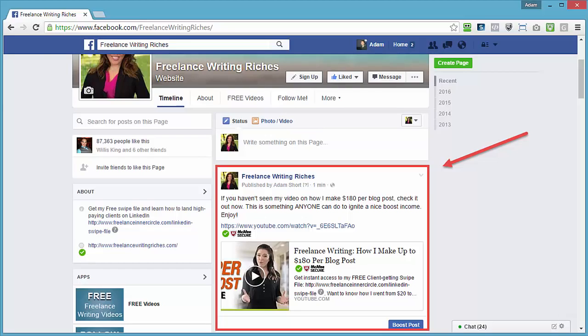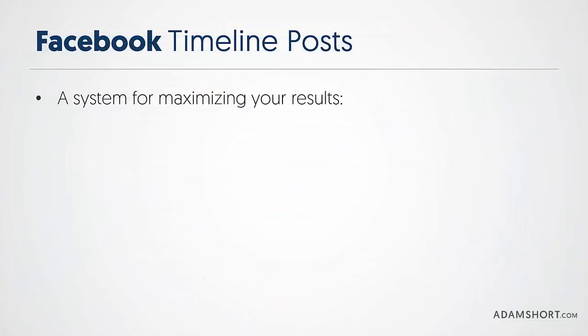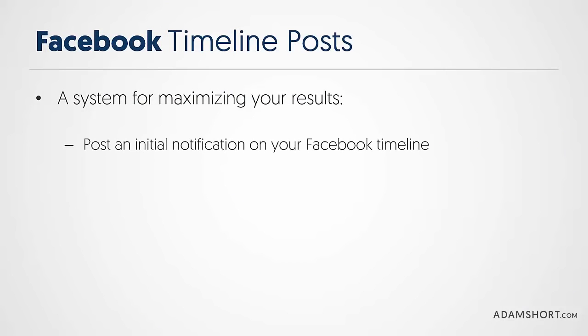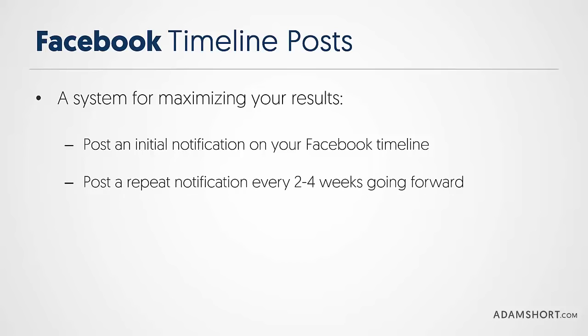Now what I want to do is give you a system for really maximizing your results with this. When you create a video and load that video to YouTube, go ahead and post an initial notification on your Facebook timeline, just like those notifications I showed you a few seconds ago on the Beta Fish page and the Freelance Writing Riches page. But then also post a repeat notification every 2 to 4 weeks going forward.